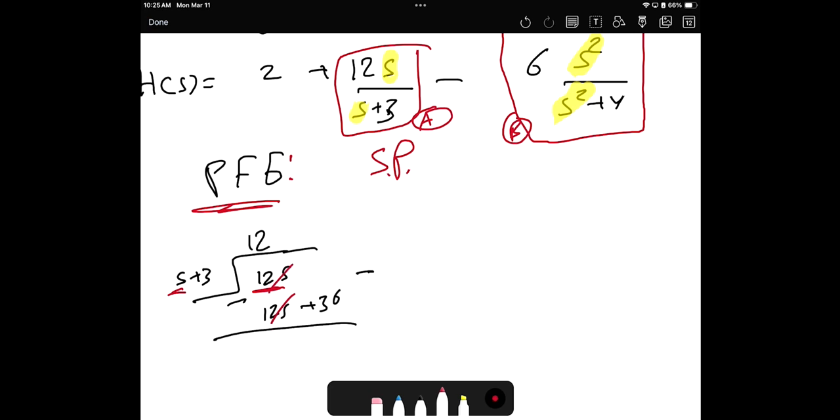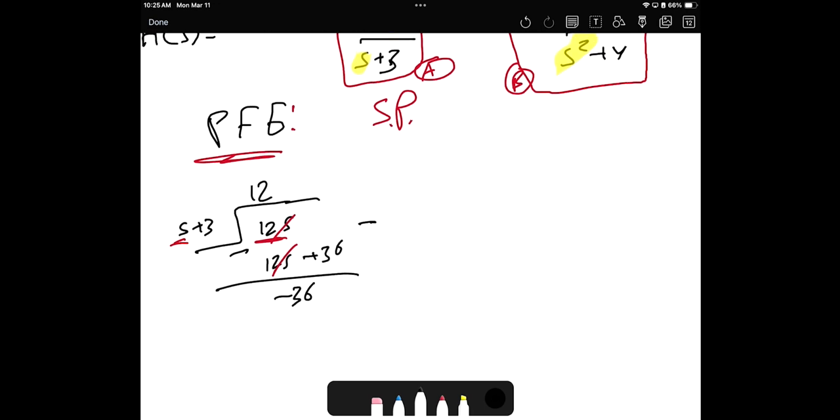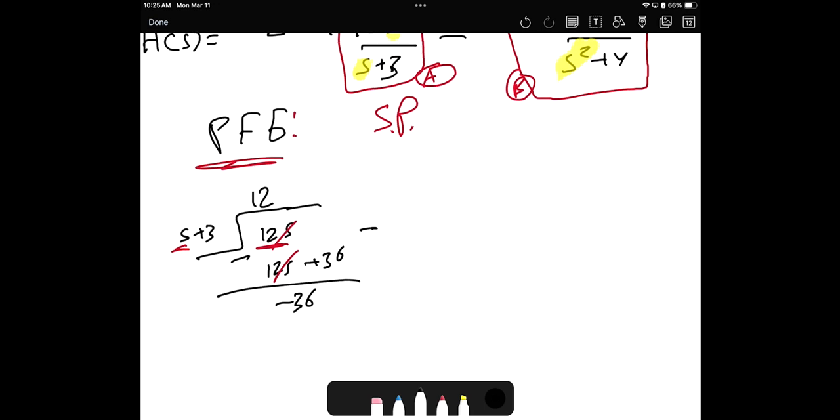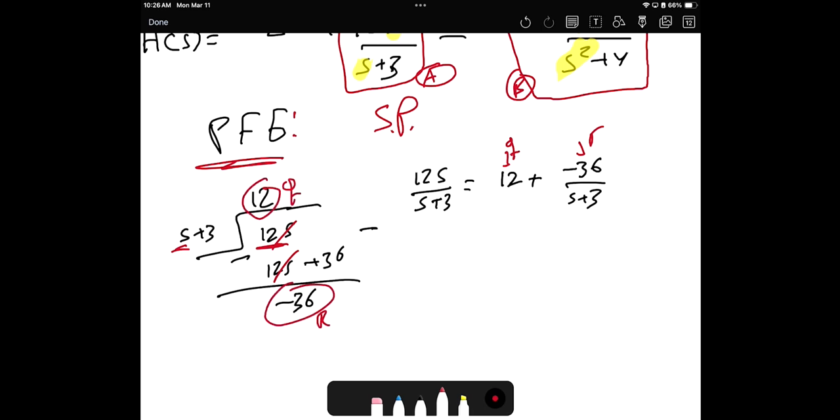So 12S and 12S will cancel each other. 36 will be negative 36. So the answer for that, for the term A, which is 12S over S plus 3, will be 12 plus negative 36 over S plus 3. Okay? Because we have here the quotient and the numerator. This is the quotient, here is the numerator.